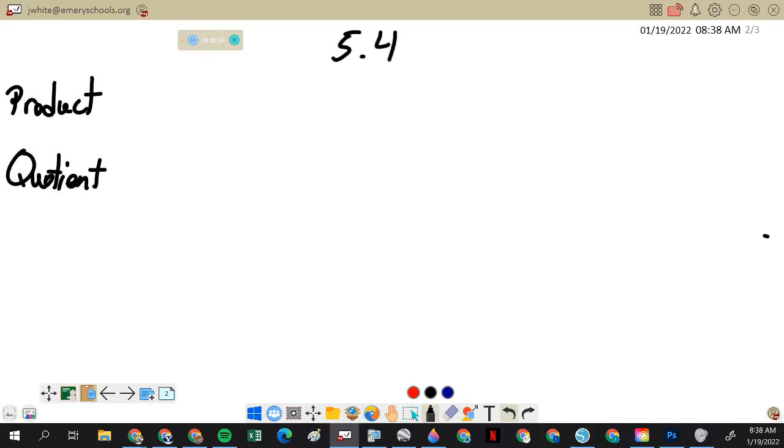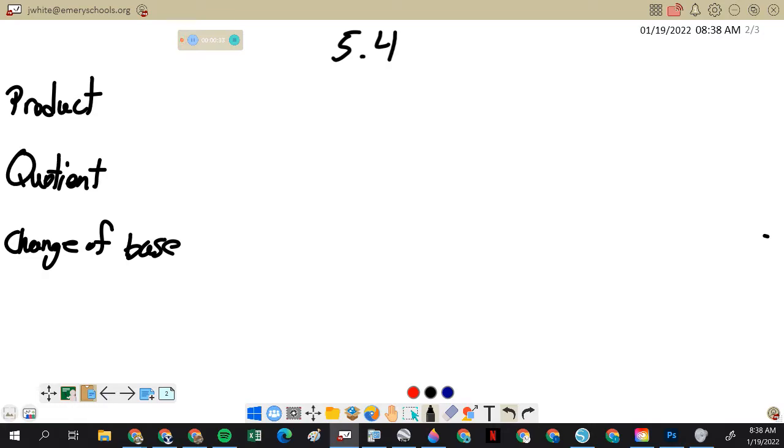This is 5.4. We're going to continue our knowledge of logarithms. There are 3 formulas that you need to know. Okay. The first formula is called the product rule. Second formula is the quotient rule. And the third is the change of base formula. Each of these is very, very simple.